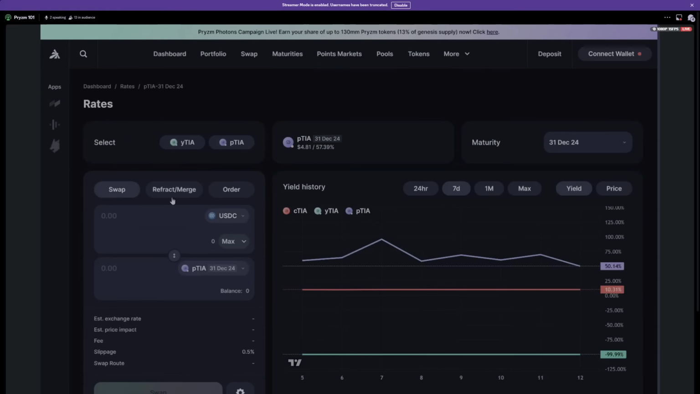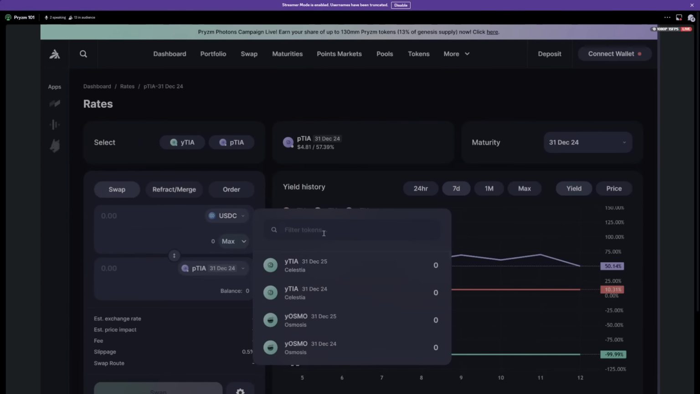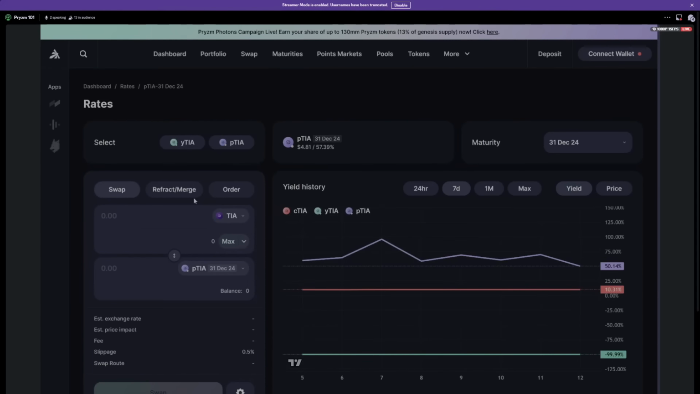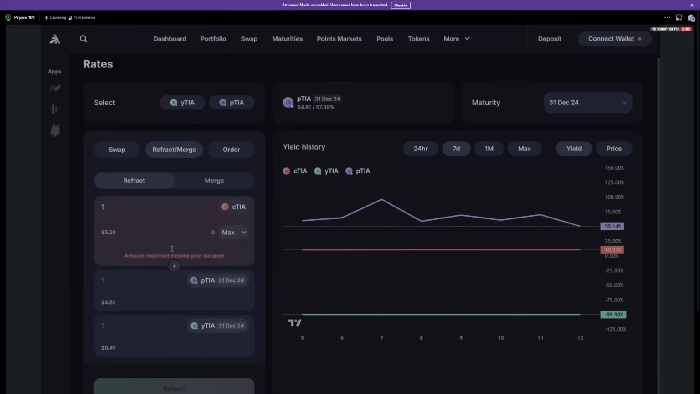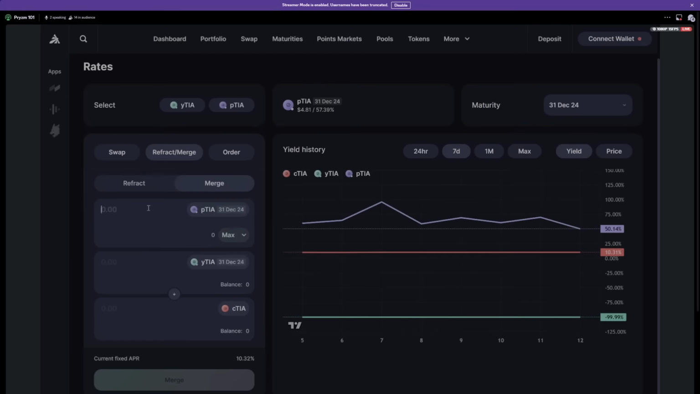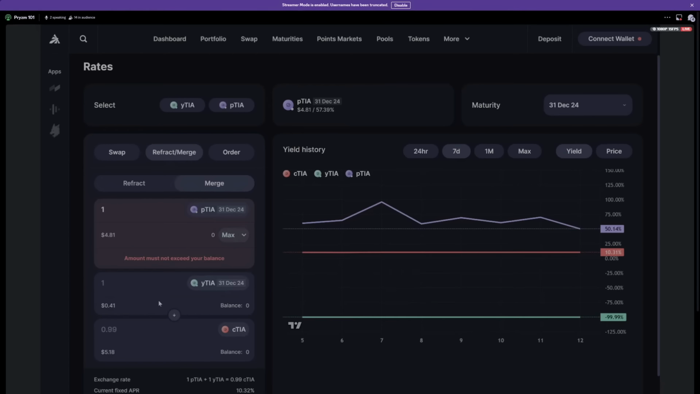And so here what you can do is you can come here and take your tier and split it up, refract. You're going to get 1 P tier and 1 Y tier here. So basically that's how you split something, and then you can always come back and merge your 1 P tier and your 1 Y tier. This is C tier, which is actually the liquid stake token. But you can always merge them and get them back together.